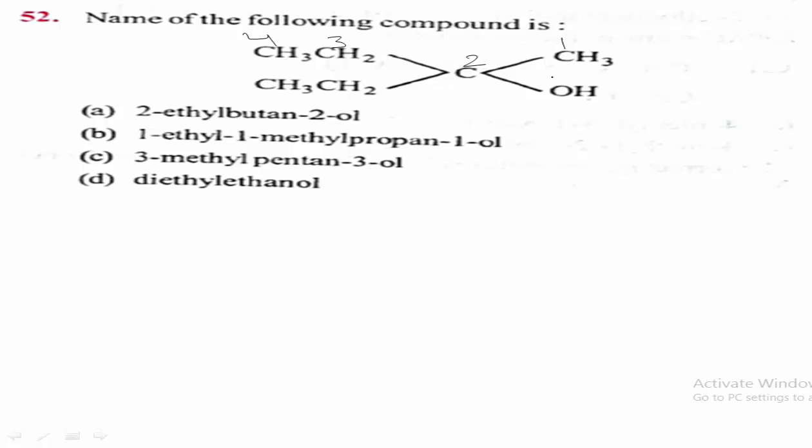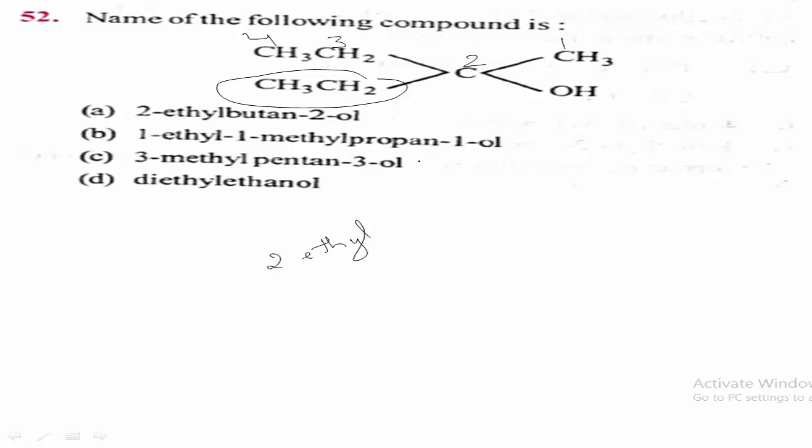Here the second carbon atom contains an OH group, which means it is an alcohol, therefore the name ends with -ol. The second carbon atom contains -ol. And this second carbon atom also contains a CH2CH3 group, which means it is an ethyl group. Is it right? Yes. Therefore the name starts with 2-ethyl.